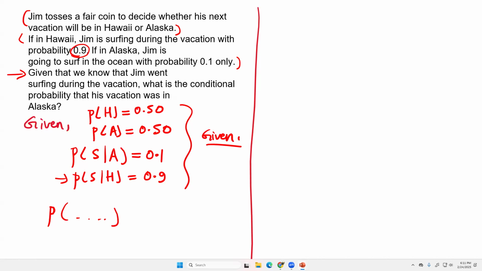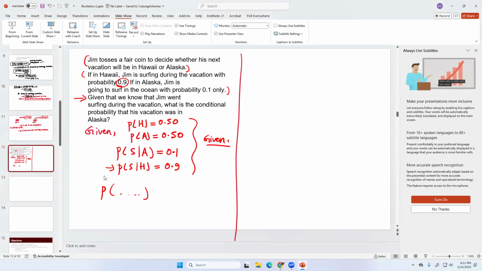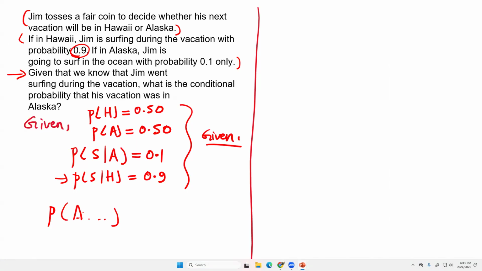What is the probability that he was in Alaska, given that he went surfing? So this is the probability question, and all of these things are given to you, and you have to find this.